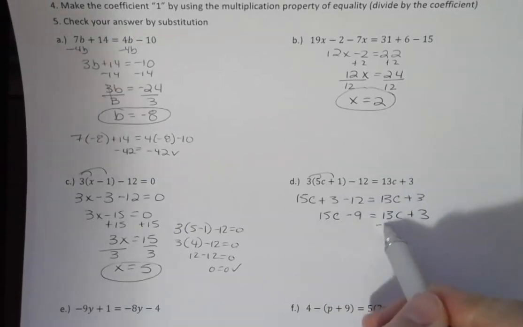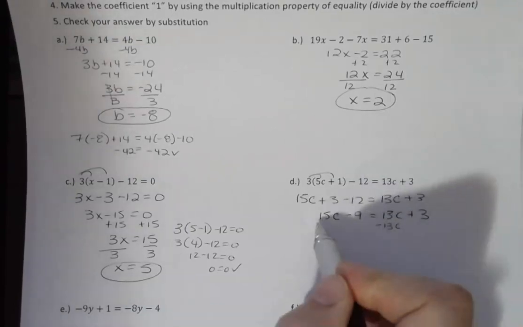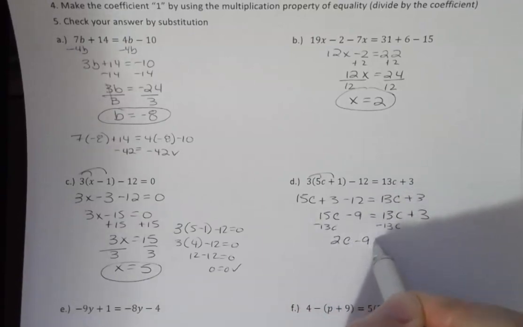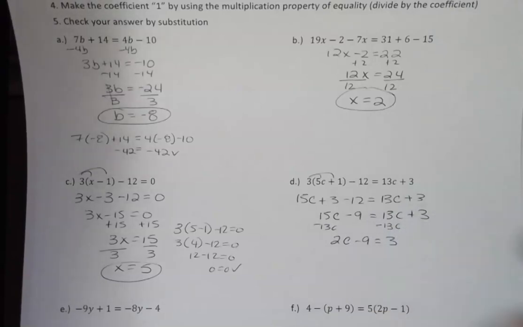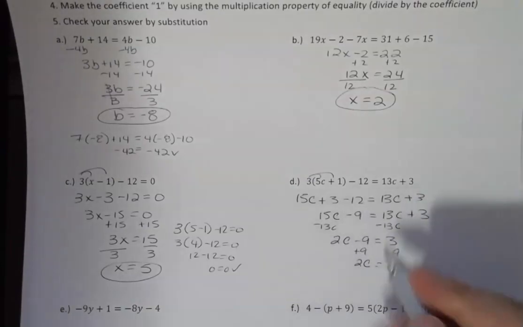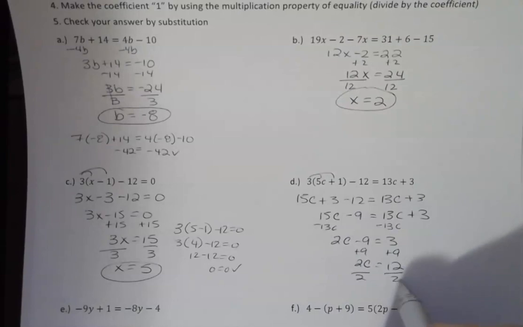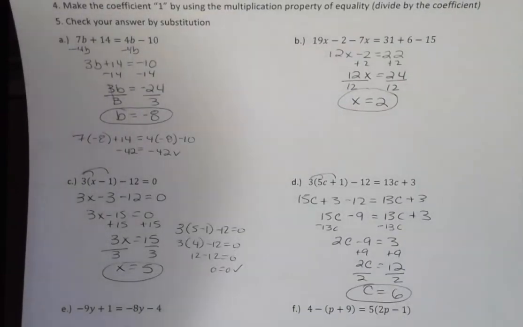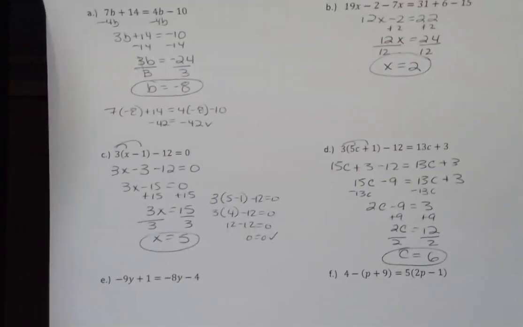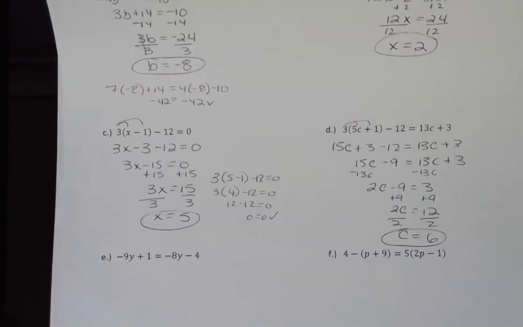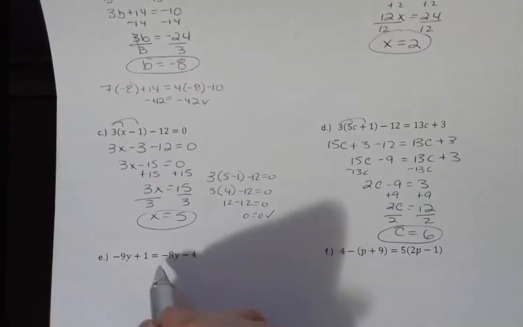Get rid of the c term on the right by subtracting. 15 minus 13 is 2c. And then we're going to add 9 to both sides. You can always slow this down or shut me off altogether and try it, then come back and see. Divide both sides by 2 to get c equals 6. Again, I don't know for sure if that's right unless I check it, so I could go back and check that.